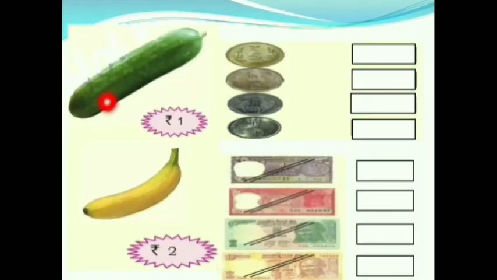Now we have cucumber. What is the cost of cucumber? Yes, the cost of cucumber is 1 rupee. Here, which coin value is 1 rupee? Yes, this coin. So we should take this one.